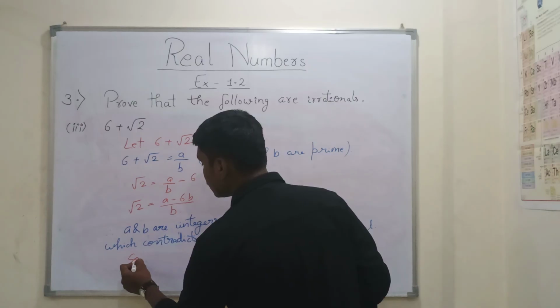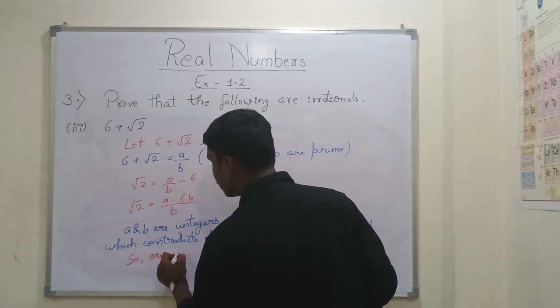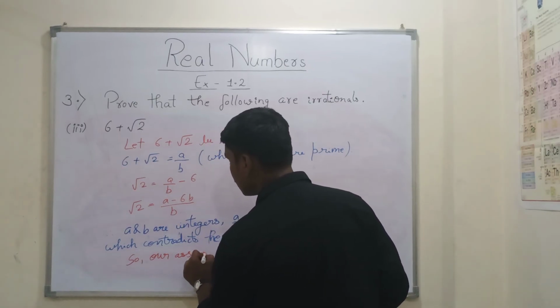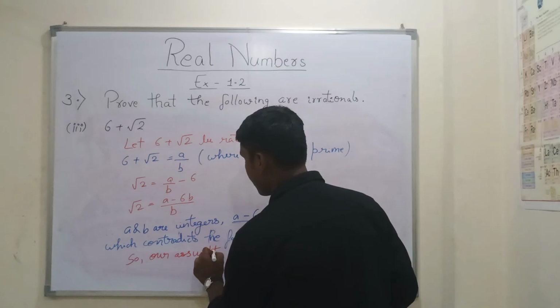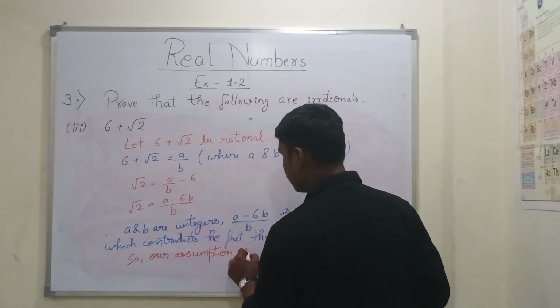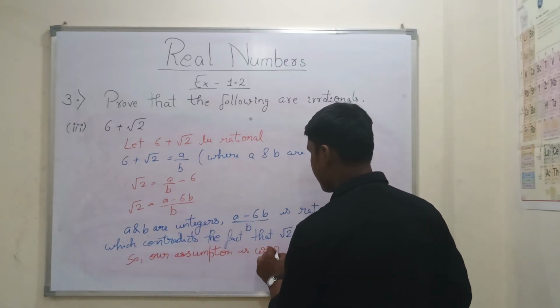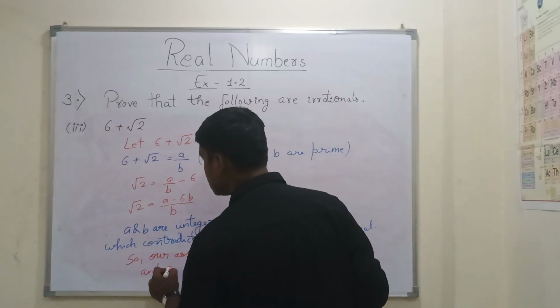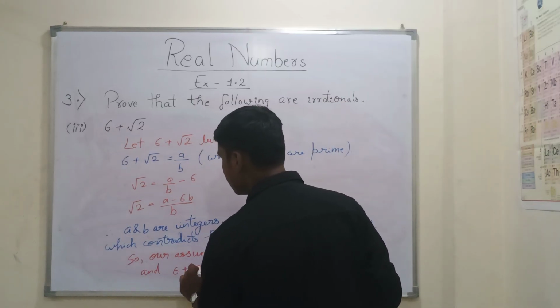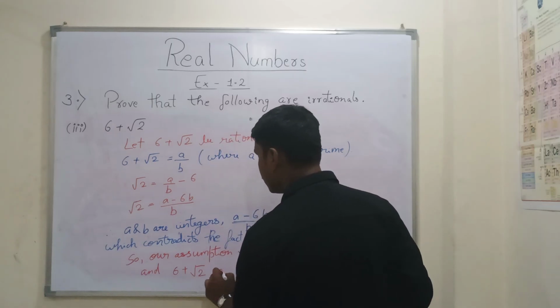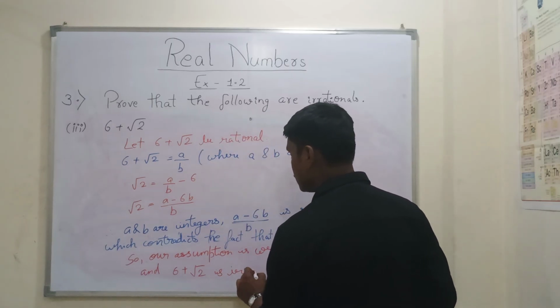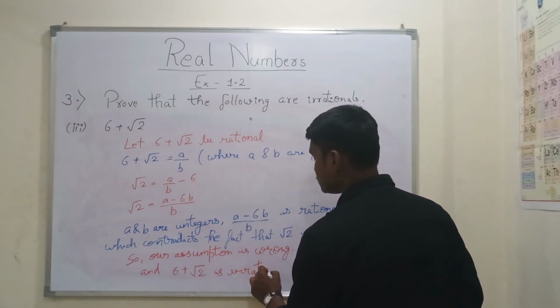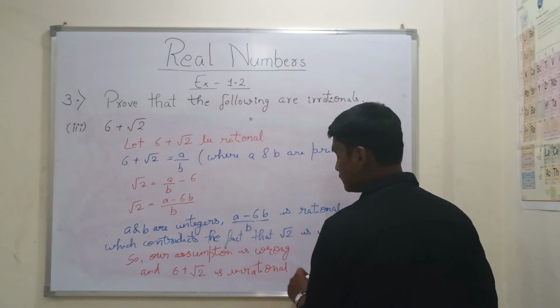So our assumption is wrong, and 6 plus root 2 is irrational. That's it.